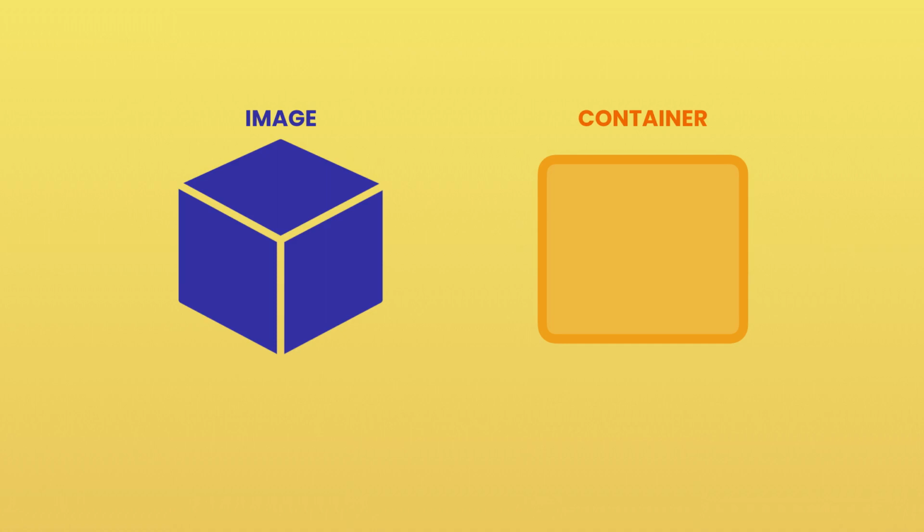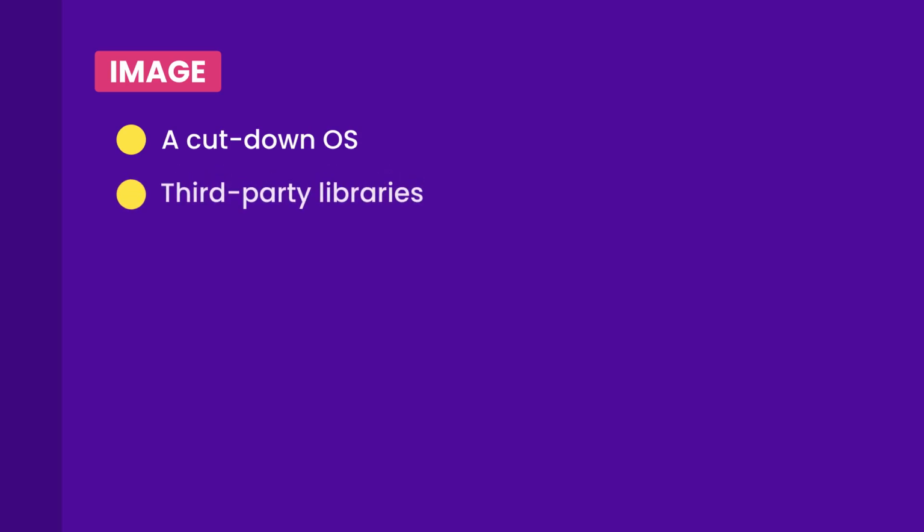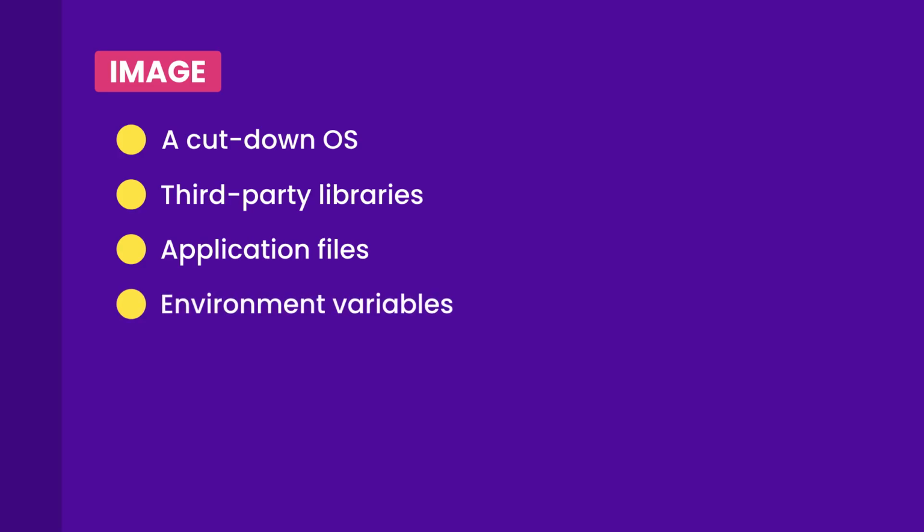Here's the answer. An image includes everything an application needs to run. So it contains a cut-down operating system like Linux or Windows. It also contains third-party libraries, application files, environment variables, and so on. So an image contains all the files and configuration settings needed to run an application. Once we have an image, we can start a container from it.